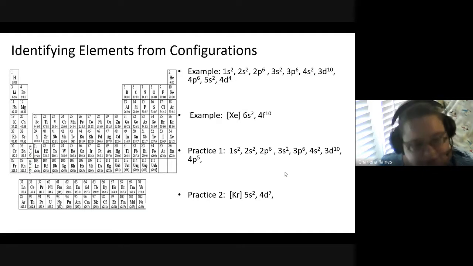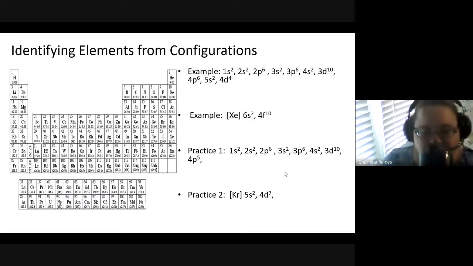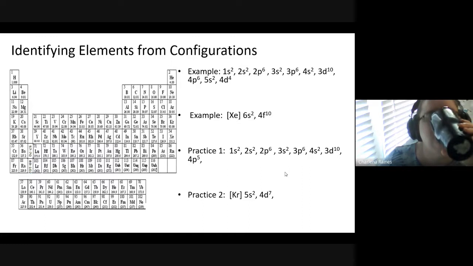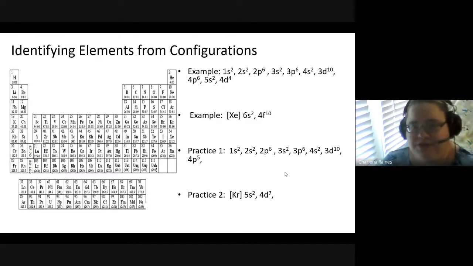So I'm going to pause for a second. You pause the video. Try these for yourself. Pick the method that makes the most sense to you.